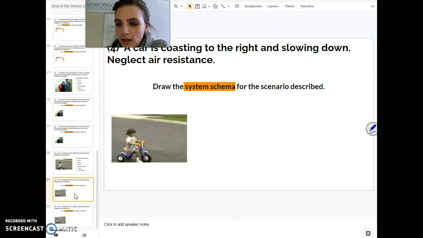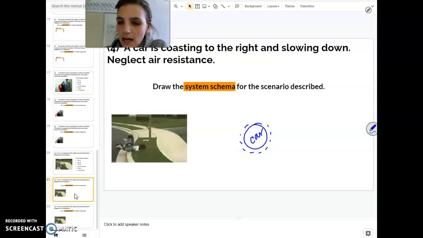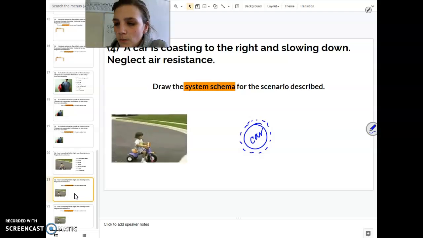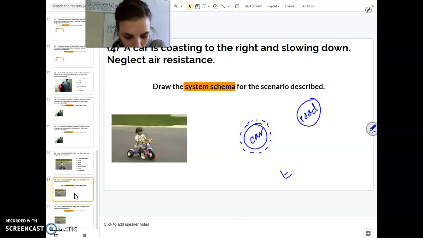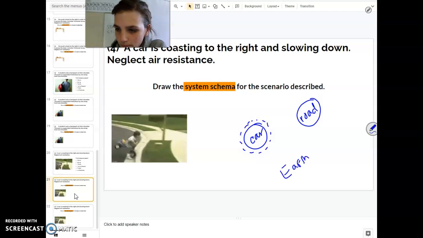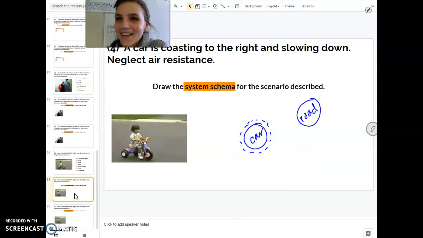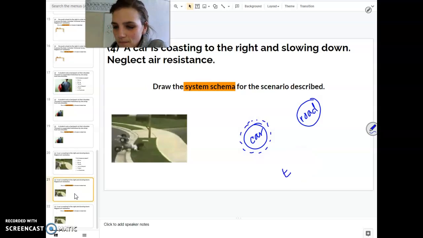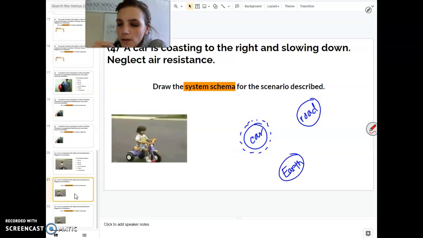Objects that we have: the car. That's our object of focus here, so it's a dotted line around it. We have the road. We have the earth. And, wow, how did I spell that? Let me redo that. Hold on. Messy. Earth. That's better. Alright, so some forces between it.